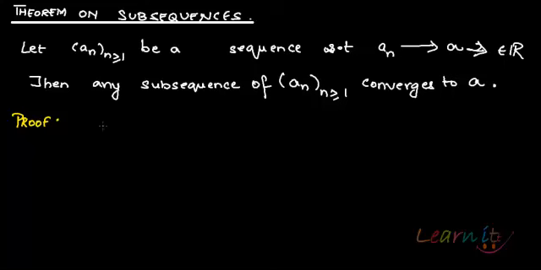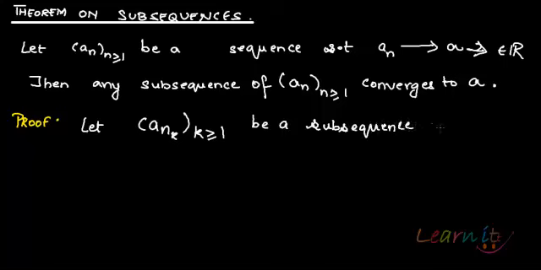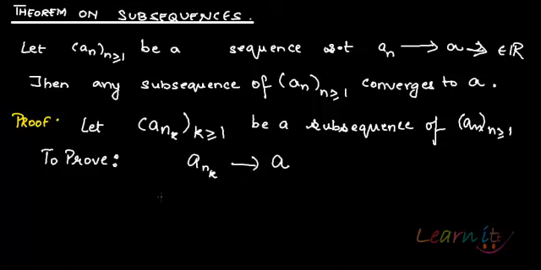So that's what we're going to be proving in this video. First of all, let's start off with a subsequence. Let a_{n_k}, where k is greater than or equal to 1, be a subsequence of a_n. So what do we have to prove? We need to prove that a_{n_k} converges to the same limit a.